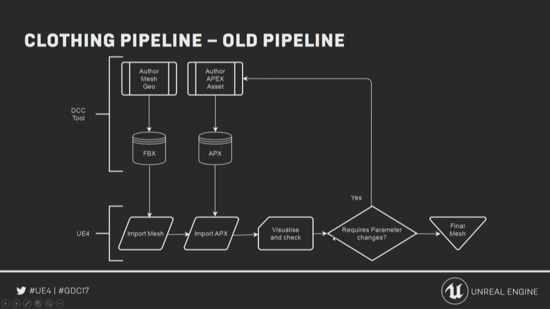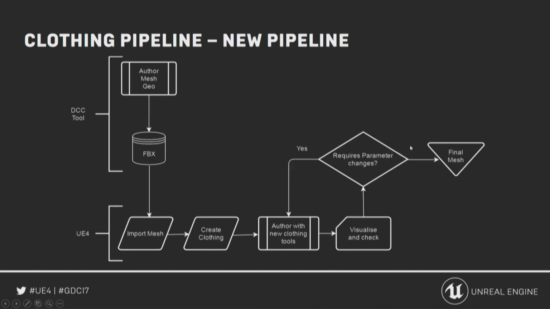But as we're creating these characters and constantly tuning them, we found ourselves spinning a lot of cycles in this loop here. Every time we wanted to make a change, it was back out to Apex, re-import, test, and so on. So we thought we could do better. So now the new pipeline is we're still authoring the actual content in the DCC app, but the Apex portion, the cloth definition portion, happens all within the editor. So any iteration never has to leave the engine.